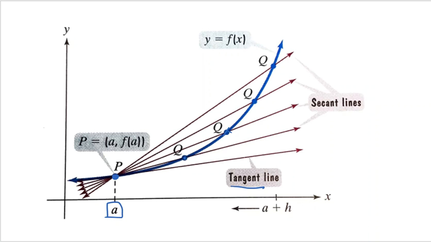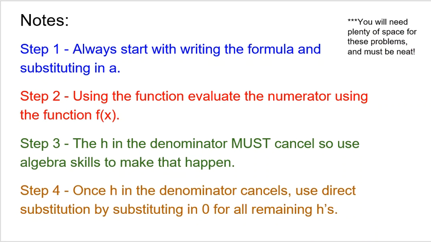All right, let's talk about how to do these problems, because I love doing these problems. I think at the end of the day you will as well, but they do take some time. So let's walk through the steps. Step 1. Always start with writing the formula and substituting in a. A is going to be the x value that you are told to find the slope at.